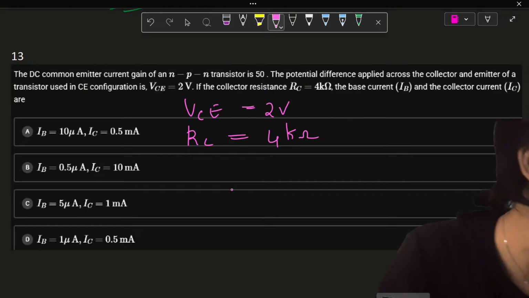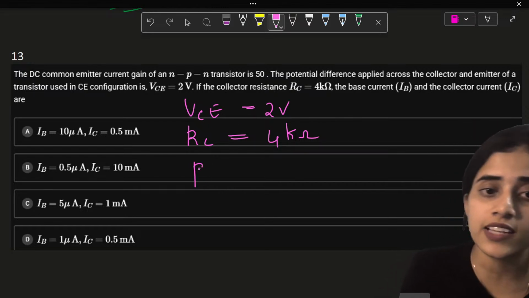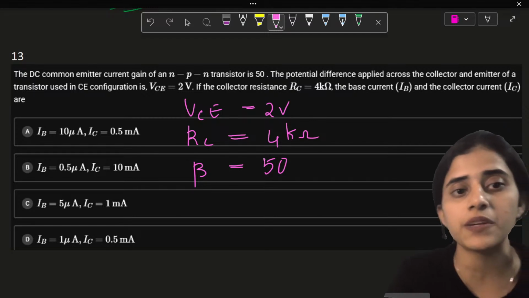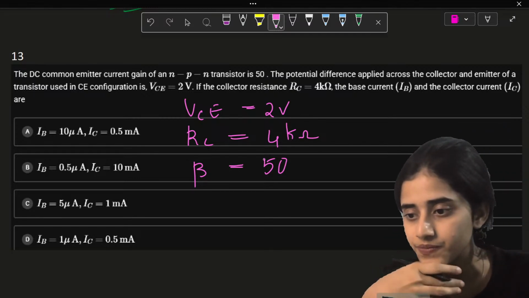Very easy. First thing, beta is also given. Beta is the Greek letter that represents current gain.